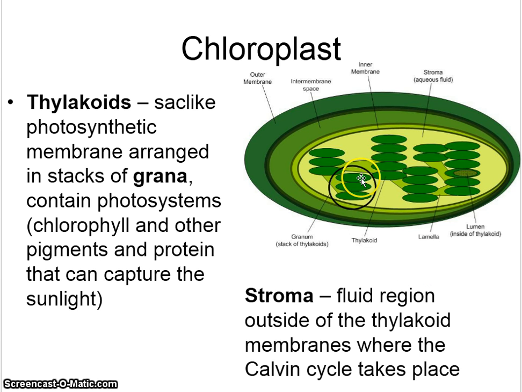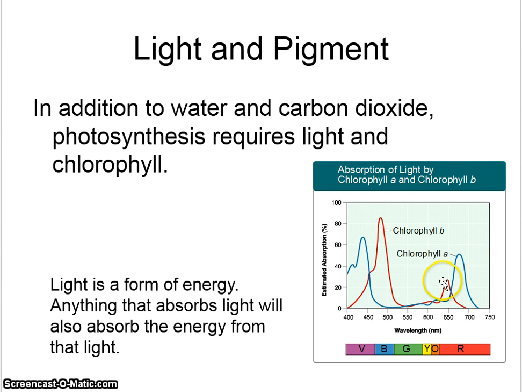And it's got the thylakoids, which contain the chlorophyll, and the chlorophyll is the pigment that's absorbing the sunlight, and there's a couple different types of chlorophyll. And this is also why plants change color in the fall. This is why leaves change color.